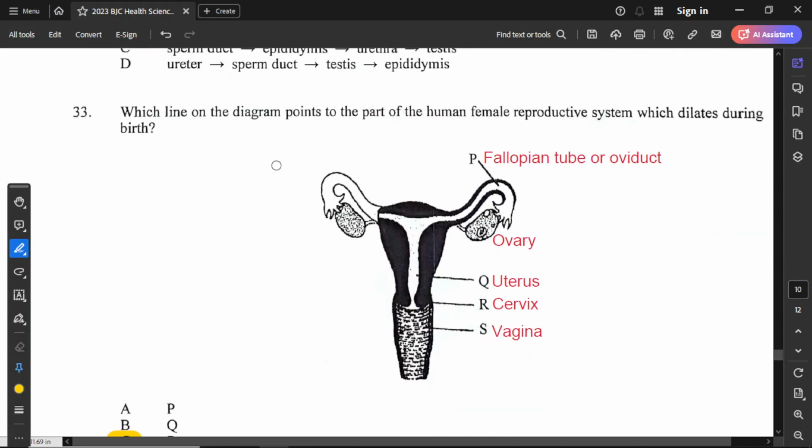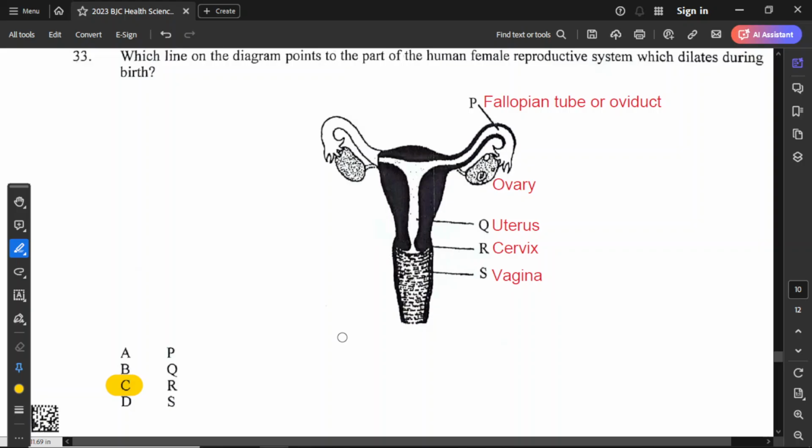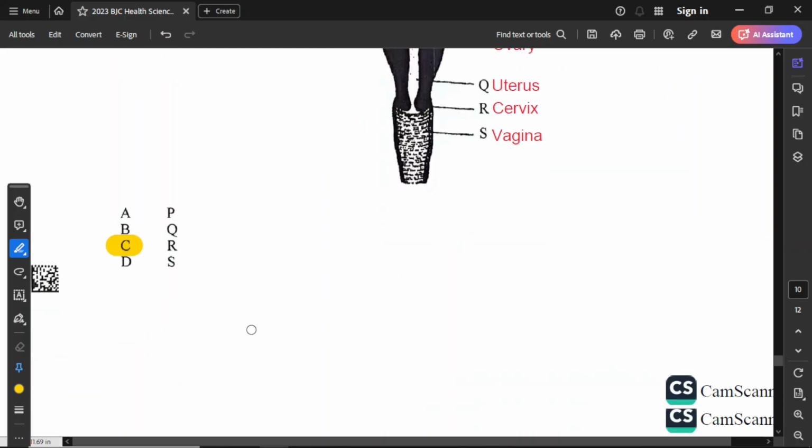For question number 33, it said, which line on the diagram points to the part of the human female reproductive system which dilates during birth? And the cervix is what dilates. So if you look at the labelings, we have P being fallopian tube or oviduct. This structure right here that is kind of ovally shaped, that's the ovary that produces egg, and also hormones as well. We have the uterus, we have the cervix, which is R, which is the correct answer, and we have S, which is the vagina. And so C is the correct option for 33.